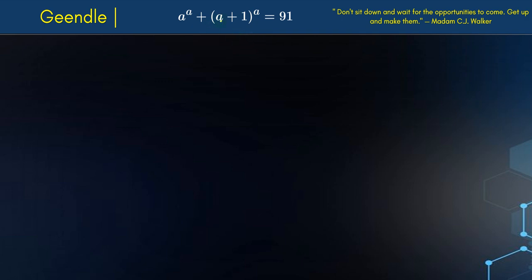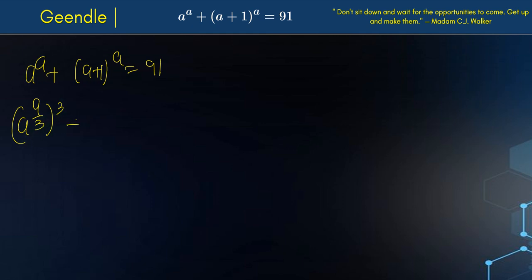Today we're going to be solving this problem: for a greater than 0 and a an integer, we have a to the power a plus (a+1) to the power a equals 91. I'm going to turn this into a product, so I'm going to say (a/3) to the power of 3, so this cancels this, plus (a+1) to the power a over 3, all to the power of 3 equals 91.